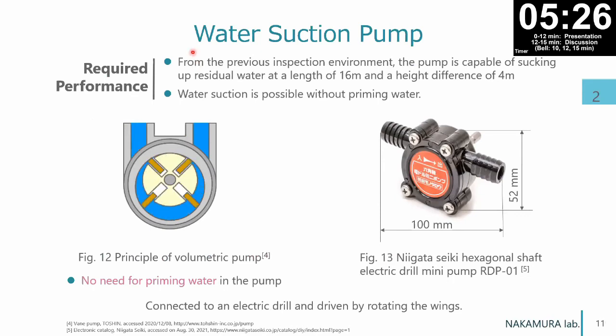First, let's talk about the water suction pump. From among the many pumps, a vane pump was selected. A vane pump is a kind of volumetric pump like figure 12. We chose it because it can suck little water without priming water.